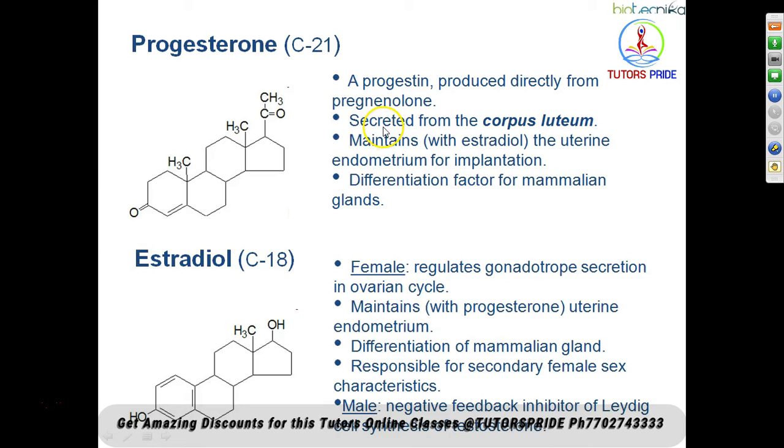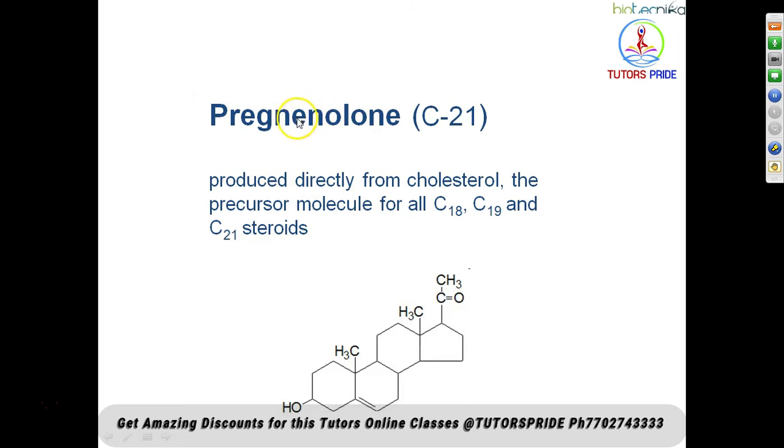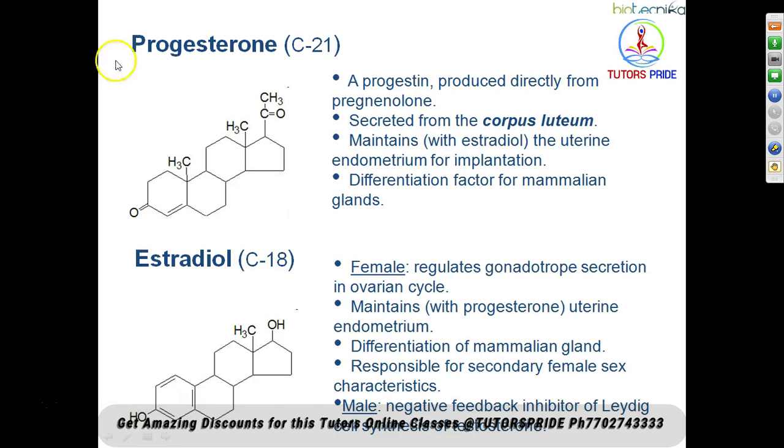Then progesterone, as you can see, is produced directly from pregnenolone, which we have prepared right now. So from pregnenolone we can also prepare progesterone directly. This is secreted naturally. It is secreted from your corpus luteum. As I told you, progesterone comes from the corpus luteum. Estradiol is from your ovary, and it is secreted from there.